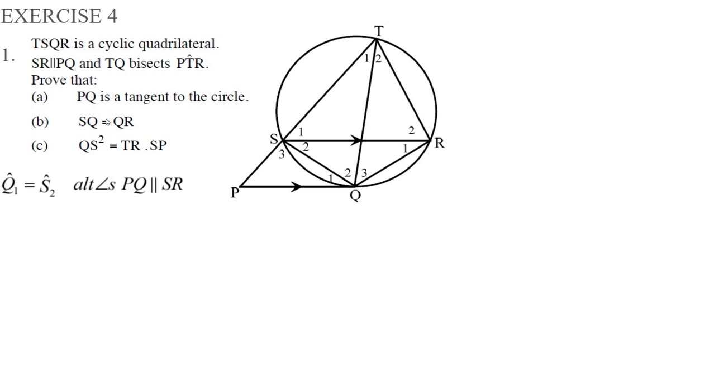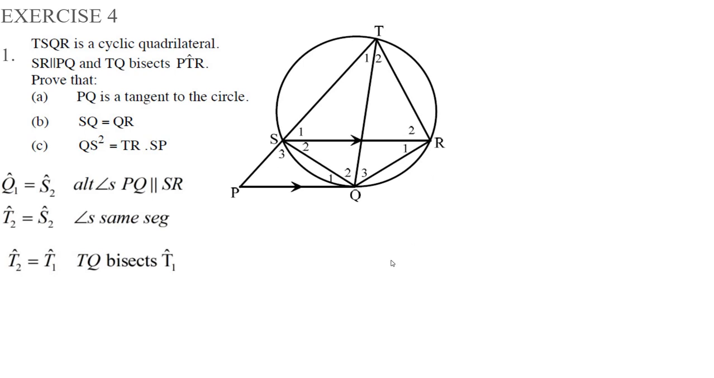Well, we're going to try and prove that PQ is a tangent. Well, that would mean that Q1 has to equal T1, the angle between the tangent and the chord. But we know that Q1 is equal to S2 because that's alternate angles, so we can say that. Now T2 is equal to S2 because it opens up to the same segment. We got that. But T2 is equal to T1 because TQ bisects angle STR there.